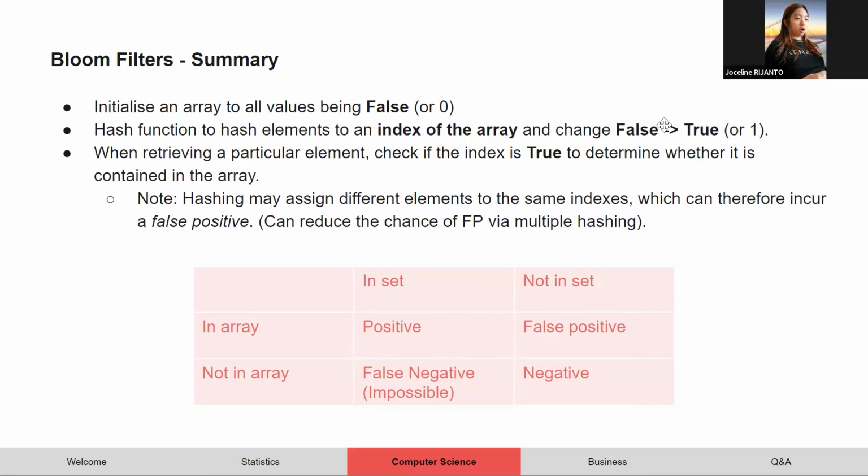While if all the values are true, if we see ones in the array, we know that it might be in the set, but it's not 100% positive that the element is in the Bloom filter. So if it's in the array and in the set, it is positive. But if it's not in the set and it is in the array, then it is a false positive. If it's not in the array and in the set, it is a false negative, so that's impossible. And if it's not in the array and not in the set, then it is negative.